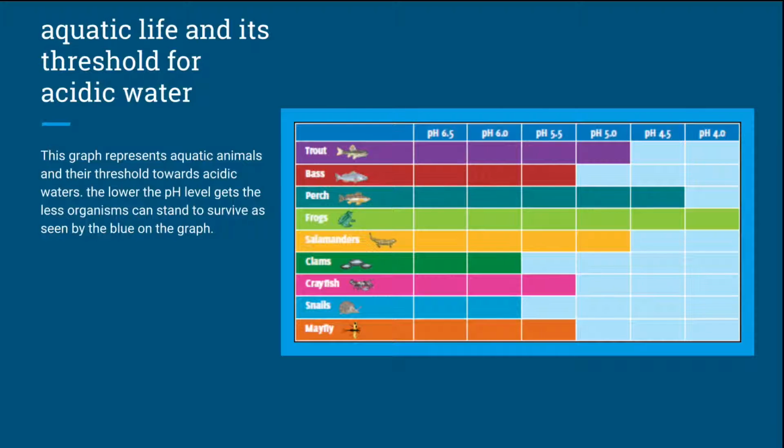Aquatic life and its threshold for acidic water. This chart represents aquatic animals and their abilities to survive under acidic water conditions, ranging from a pH level of 6.5 to a pH level of 4. It can be seen by the blue on the graph. The lower the pH is, the less animals can survive.